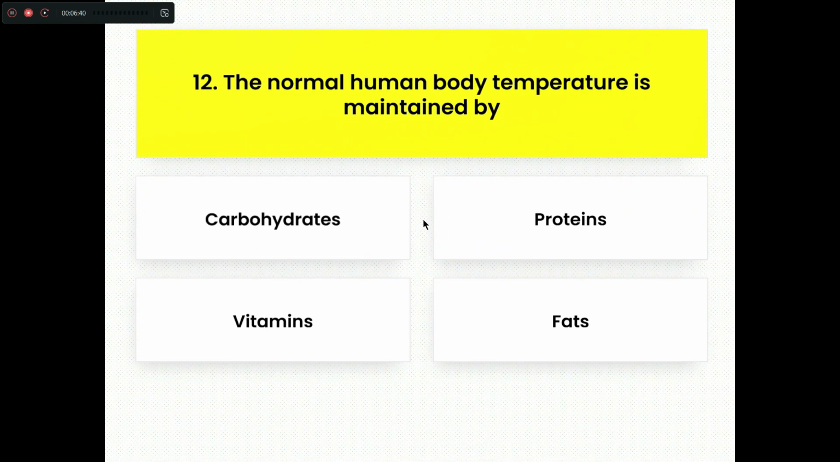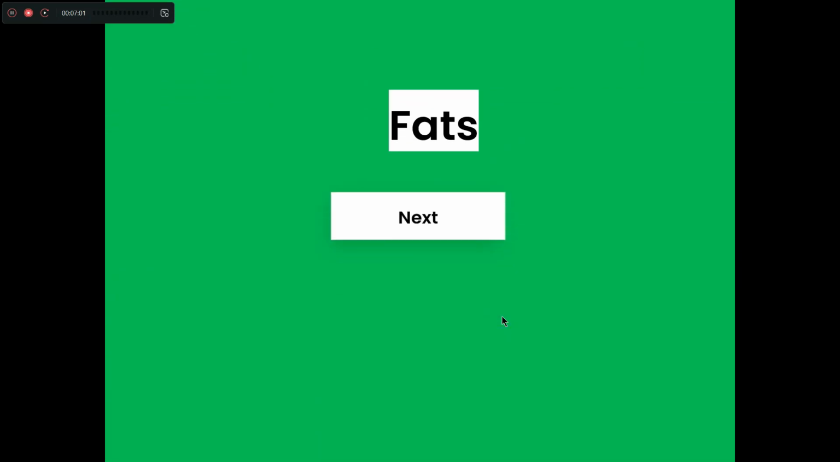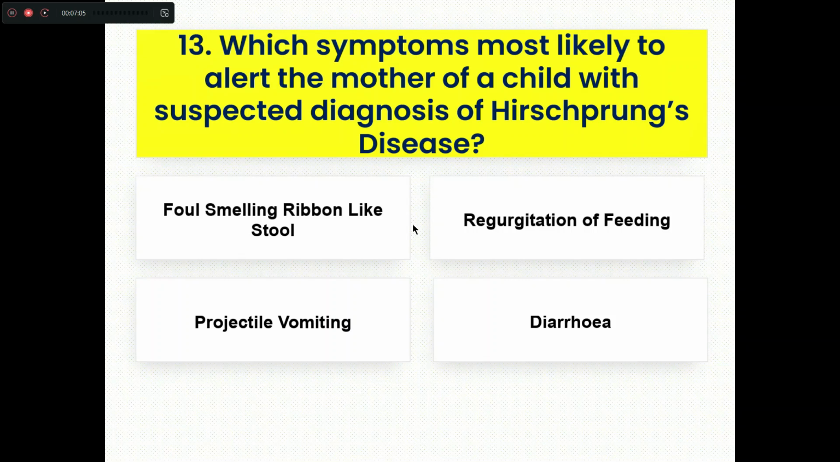Question number 12. The normal human body temperature is maintained by option A, carbohydrates, B, protein, C, vitamins, option D, fat. The normal human body temperature is maintained by this nutrient. Fat is the right answer here. On to question number 13.